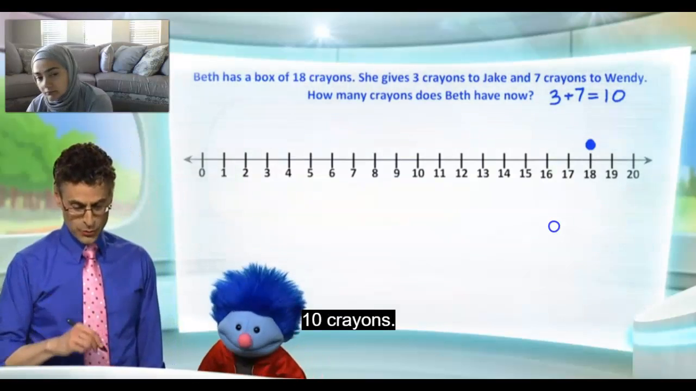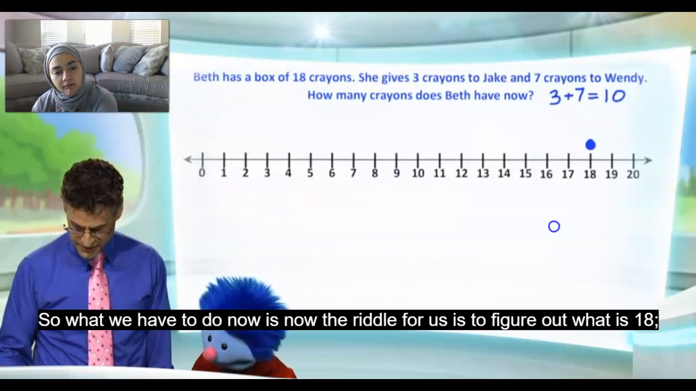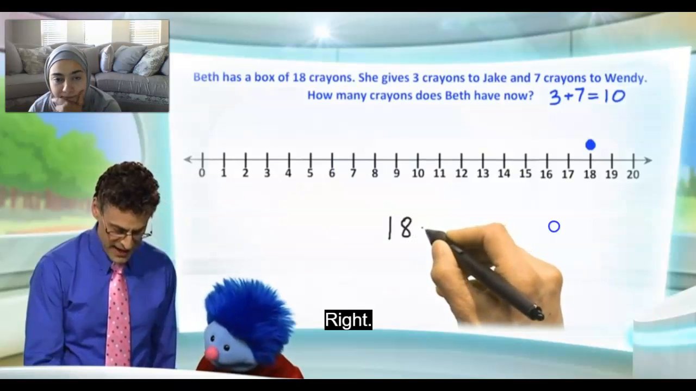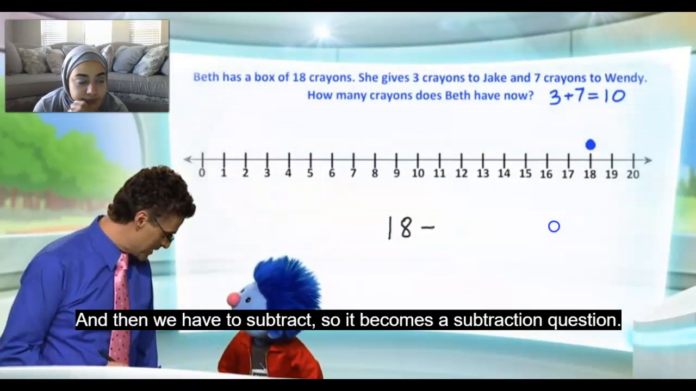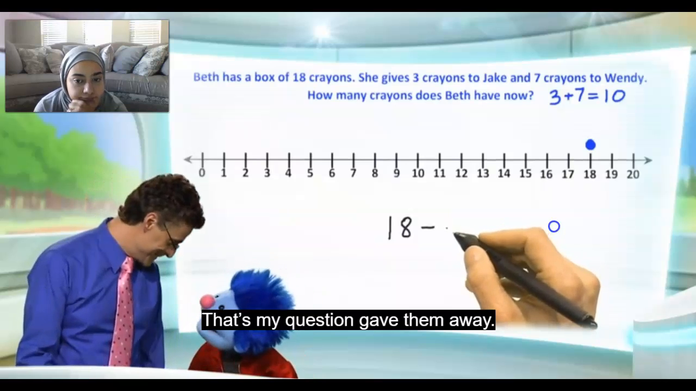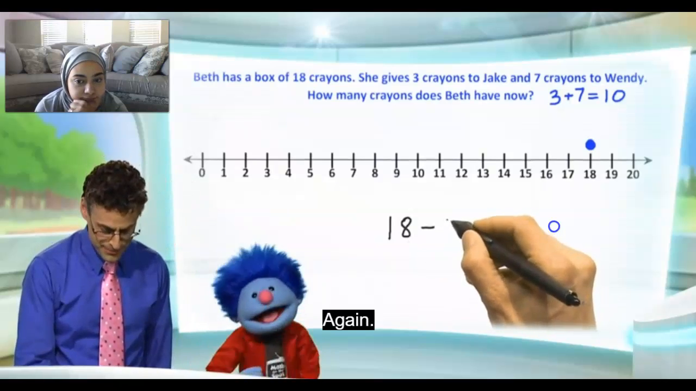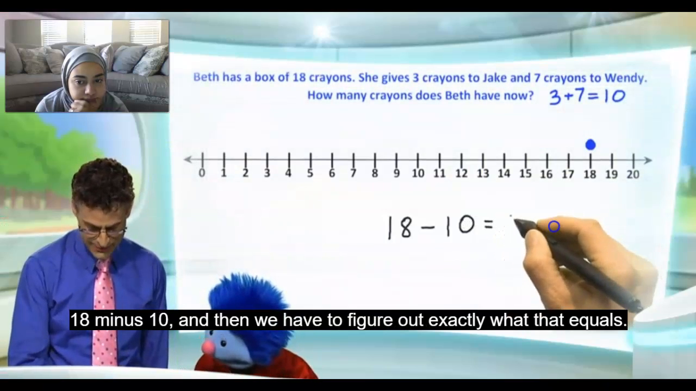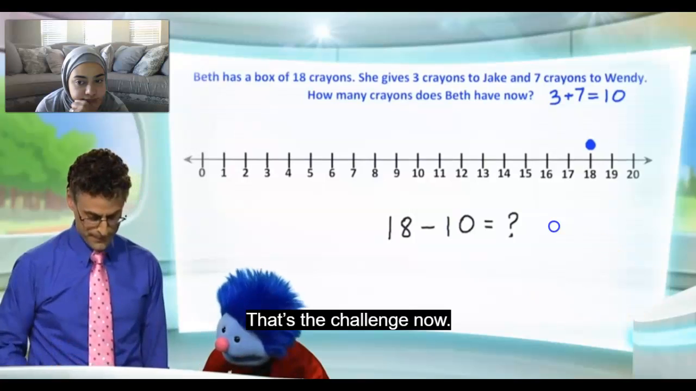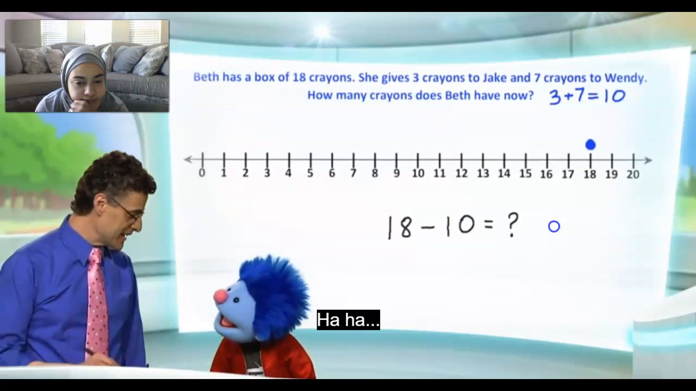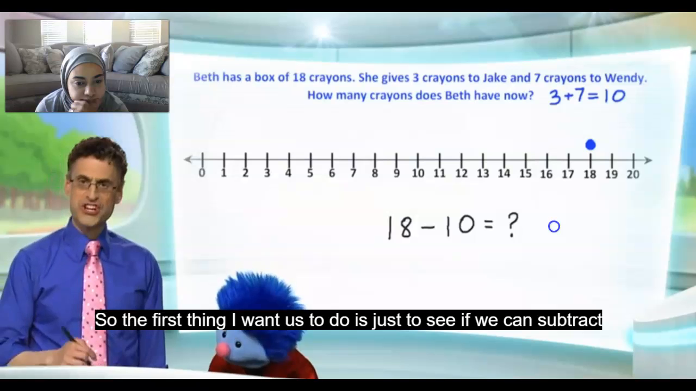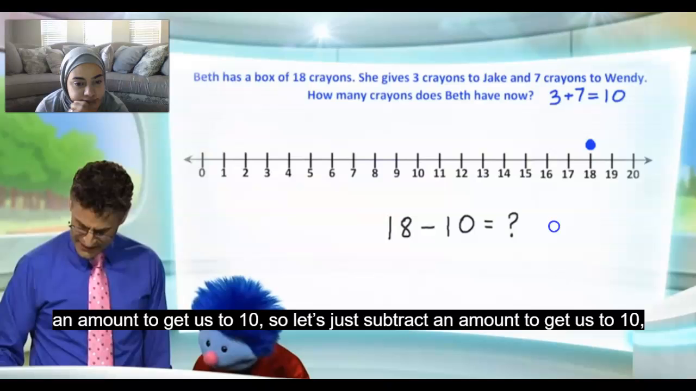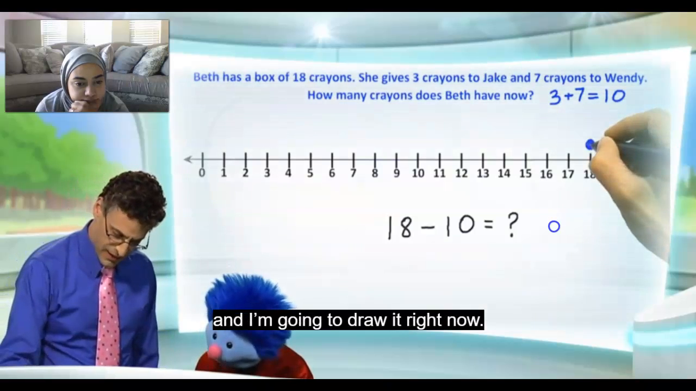So what we have to do now is the riddle for us is to figure out what is 18. That's what she started with. And then we have to subtract, so it becomes a subtraction question. That's right, because she gave them away. Exactly, Joey. So 18 minus 10, and then we have to figure out exactly what that equals. That's the challenge now. Exactly. So the first thing I want us to do is just to see if we can subtract an amount to get us to 10. So let's just subtract an amount to get us to 10, and I'm going to draw it right now.